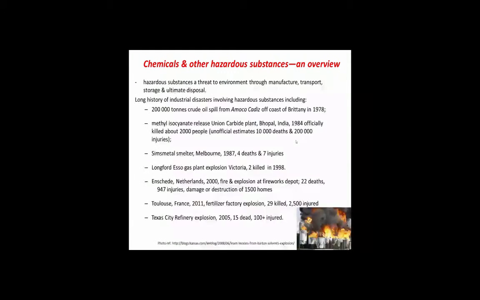The official estimates were 2,000 people killed. That was very few of the workers, of the US-based workers who got out pretty fast, but a lot of local people, and the unofficial estimates are up to 10,000 deaths with around 200,000 injuries. The Sims metal smelter one, 1987 in Melbourne, 4 deaths, 7 injuries.